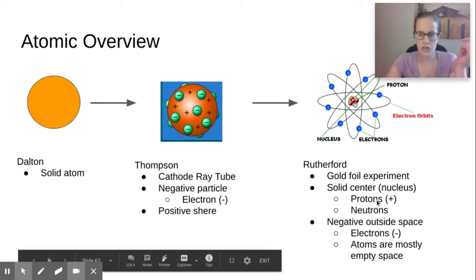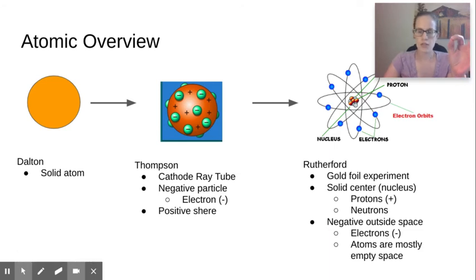So he discovered that there's a nucleus with protons in it. And then a little bit later, Chadwick figured out that there are also neutrons in it too. And then in that space around the nucleus, you have a lot of empty space with these teeny tiny little negative electrons.